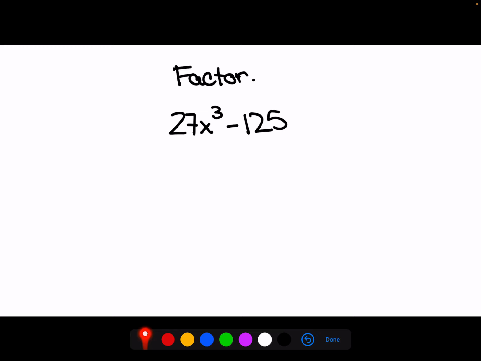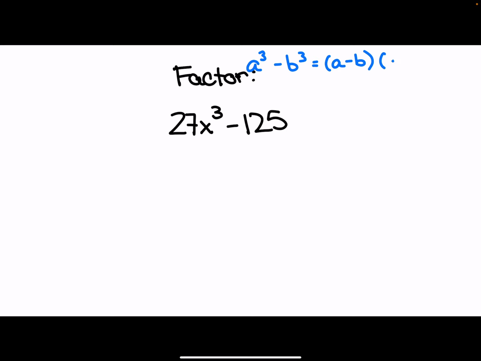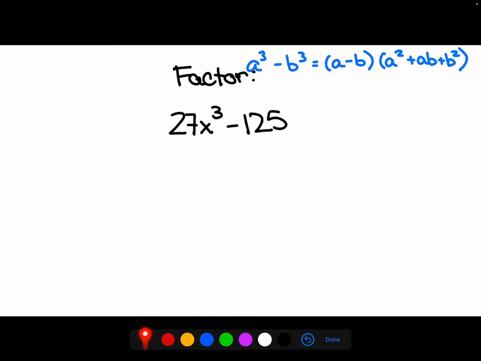To get started on this, first off, we're going to talk a little bit about SOAP. This is a difference of cubes. And when we talk about SOAP, it's very important that we realize this difference of cubes is written in the form a cubed minus b cubed. So the first thing I need to do is solve for a and solve for b. We'll do that by taking the cube root of each term.